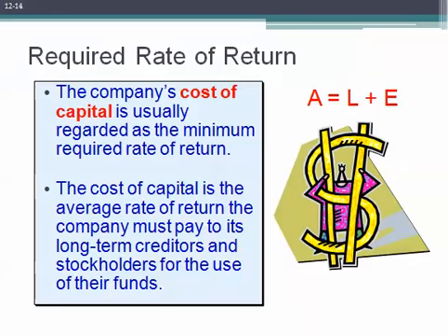A company's required rate of return is also often referred to as its cost of capital. When we want to acquire an asset, we're going to need to fund it with some sort of liabilities and/or equity. And our cost of capital is the average rate of return that the company must pay to its long-term creditors, debt holders, and the return that stockholders expect for the use of their capital. Our required rate of return, cost of capital, and discount rate are all terms used synonymously. It serves as the screening device or screening hurdle rate in our net present value analysis.